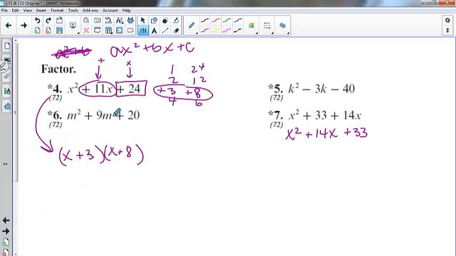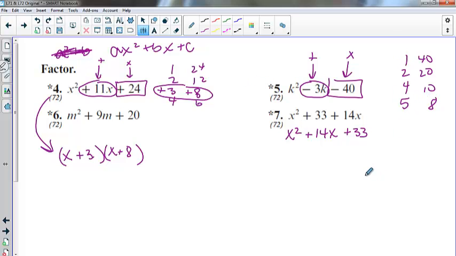All of those. What multiplies to get 20? Adds to get 9. Let's do 5 together and then I'm going to leave you alone. What multiplies to get a negative 40 but adds to get a negative 3? So what two numbers multiply to get 40? Give me a list. 1 and 40, 2 and 20, 4 and 10, 5 and 8. I need a negative 3 from one of these pairs. How can I get it? 5 and 8. Which one's going to be negative?